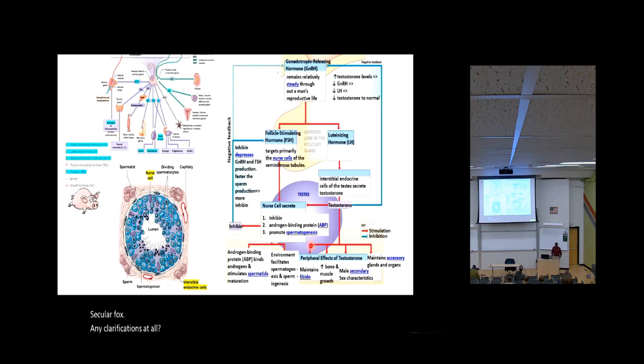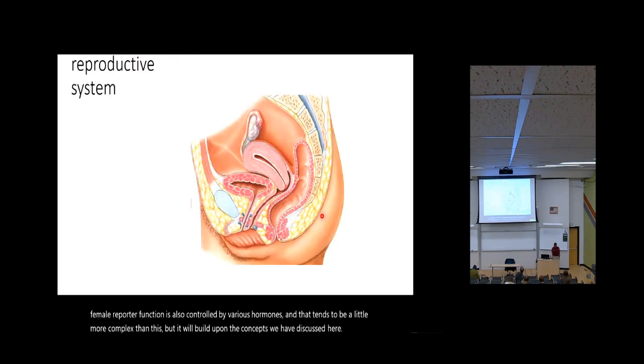Okay. In that case, we can move on to the female reproductive system, and we will be revisiting how the female reproductive function is also controlled by various hormones, and that tends to be a little more complex than this, but it will build upon the concepts we have discussed here. So we see that even in the female reproductive system, we can divide the various structures into 4 categories.